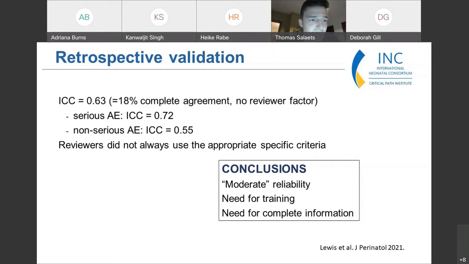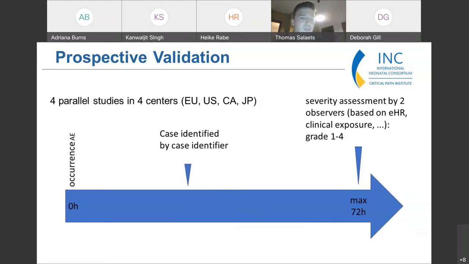The next step we're working on now is a prospective validation. This study has been ongoing over the last year. There are four parallel studies in four centers: one in the EU, in Leuven, in my center; one in the US, at Children's Mercy in Kansas City, by Tamara Lewis; one in Calgary, Canada, by Thierry Lacaz; and one in Japan. The difference now is that we're prospectively assessing adverse event severity.